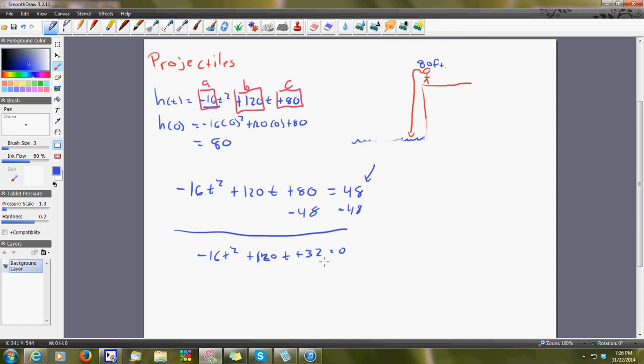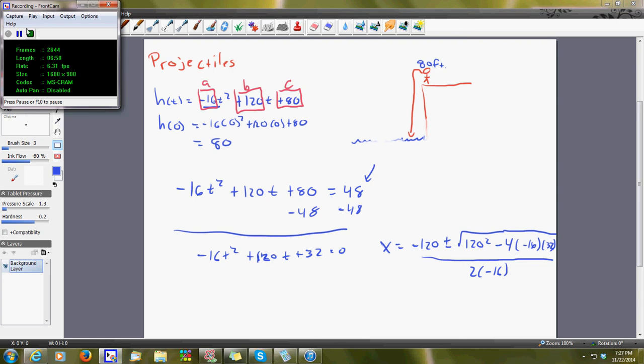And I'm going to do the same thing. X equals negative 120 plus or minus the square root of 120 squared, etc., etc. I'm actually not going to figure this out, but I will allow you to have the opportunity to finish it. Anyway, so figure it out. See how long it takes before it gets to 48 feet. Once again, you can use your graphing calculator for these as well, but I like to be able to do it out by hand. All right, I hope you enjoyed. Thanks.